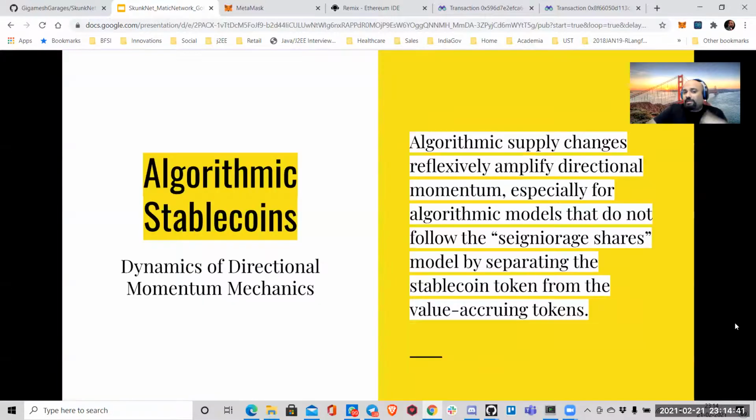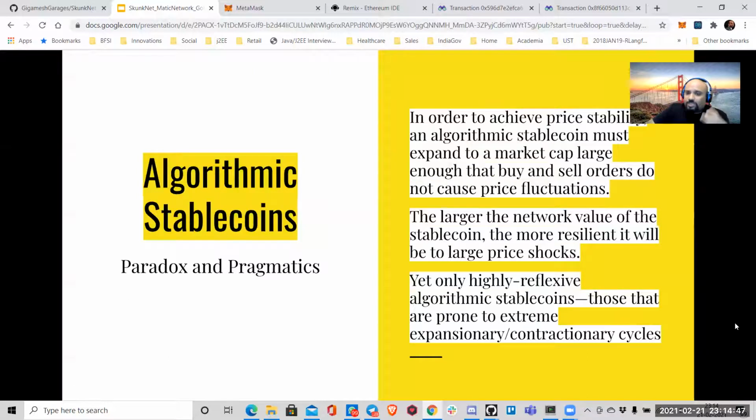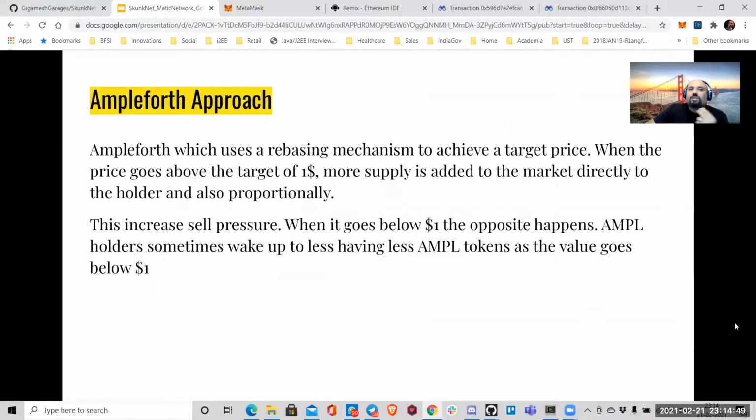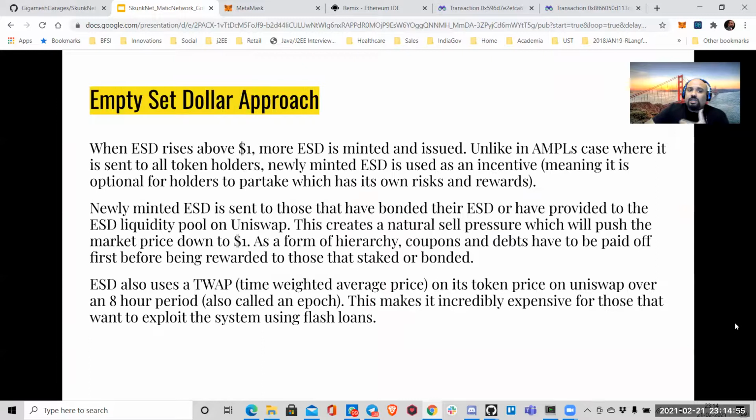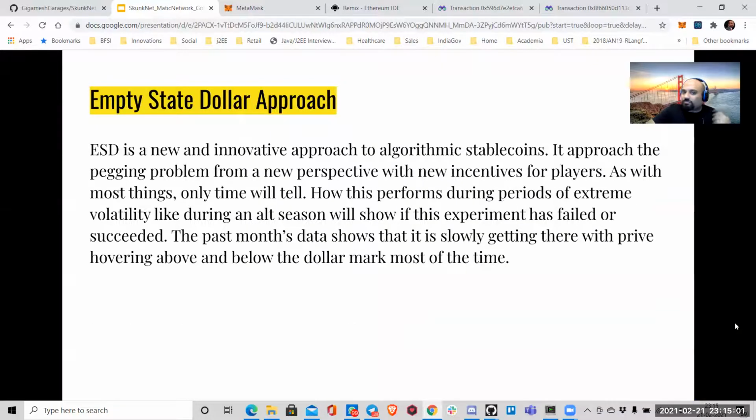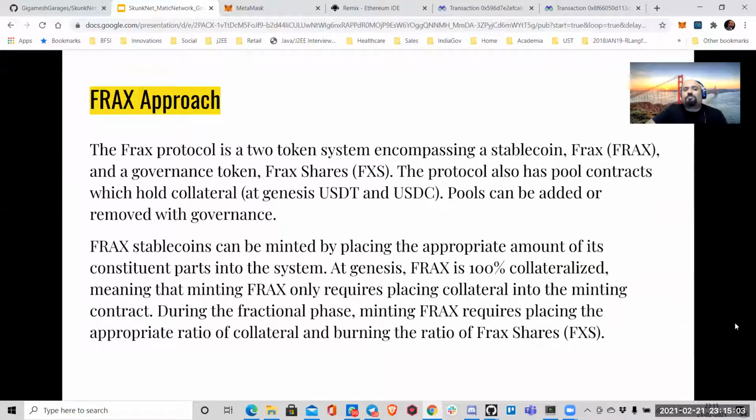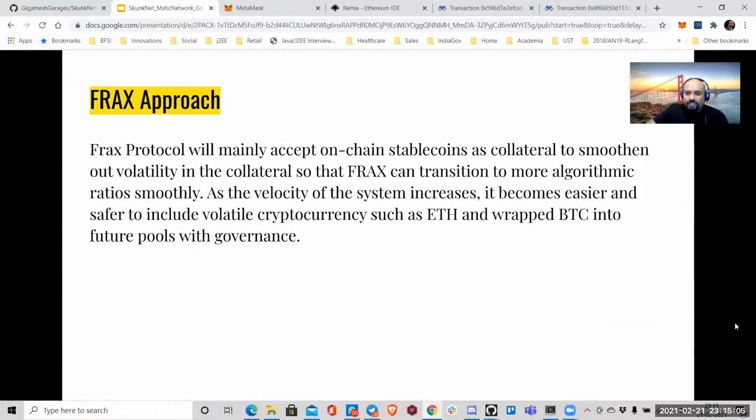You can also see the comparison, how we are comparing with the existing algorithmic stablecoins. Like what are the challenges we have in stablecoins? It's all available in our presentation. What are the challenges with the Ampleforth approach, Empty Set Dollar? What is unique about the Empty Set Dollar approach and the Frax approach? Okay. So once again, thank you so much.